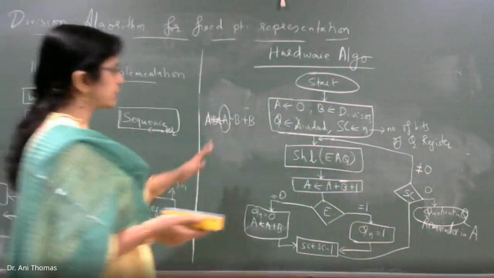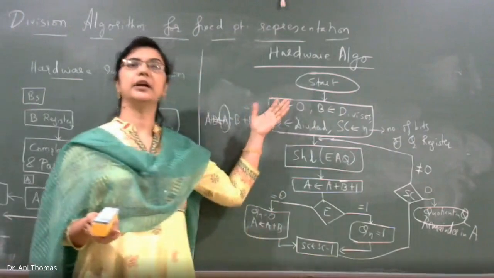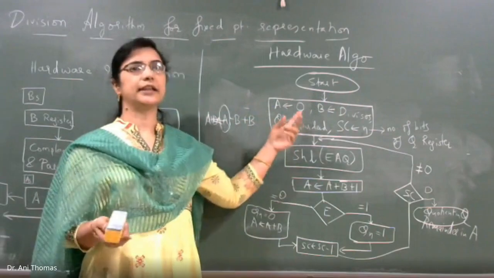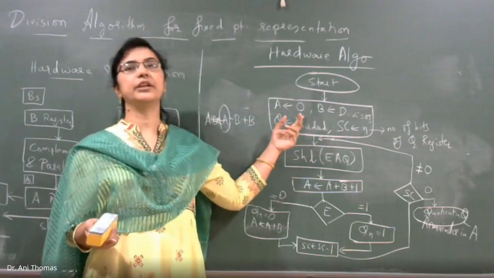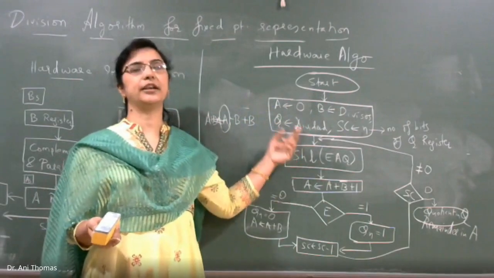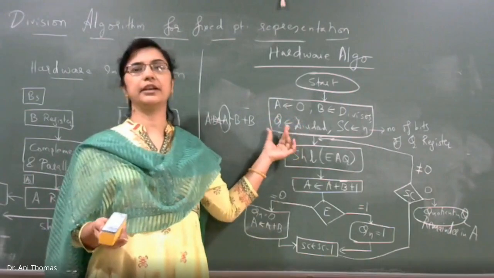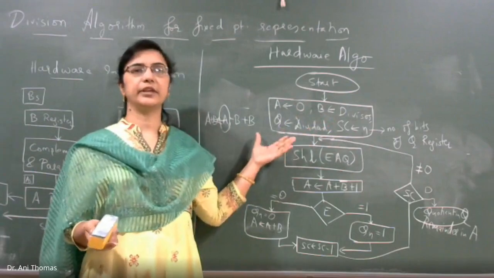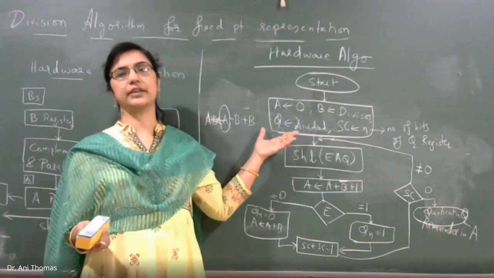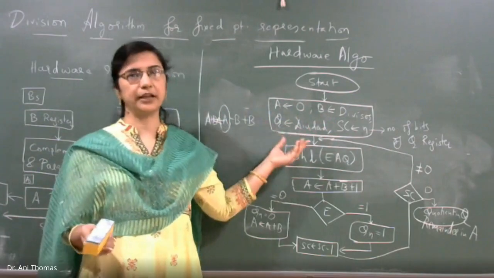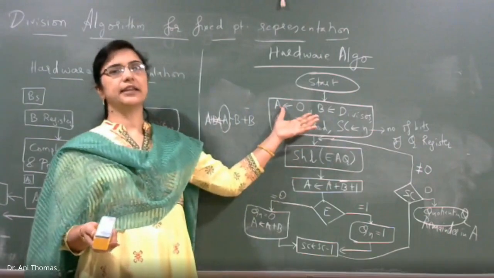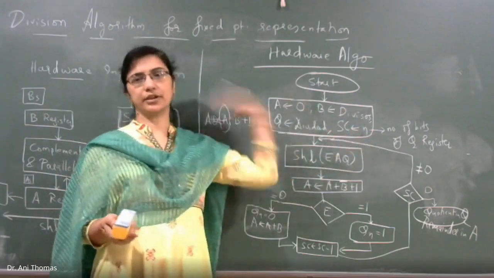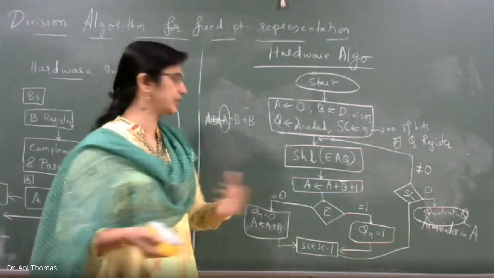Fine. So this shows the hardware algorithm. I'll explain once more what we have done. We initialize A and Q with the dividend. If the dividend has the same number of digits as B, then we write Q is dividend. Otherwise, A is 0, Q is the dividend, B is the divisor, and the sequence counter is the number of bits of Q register.